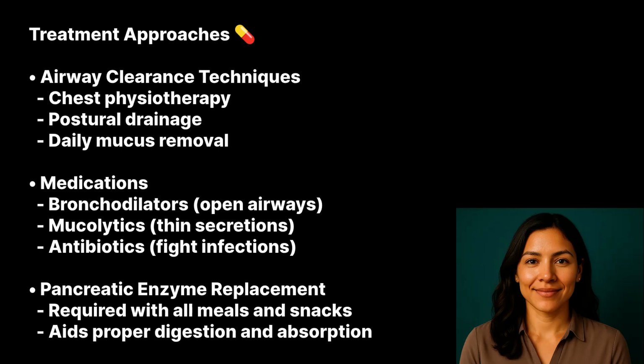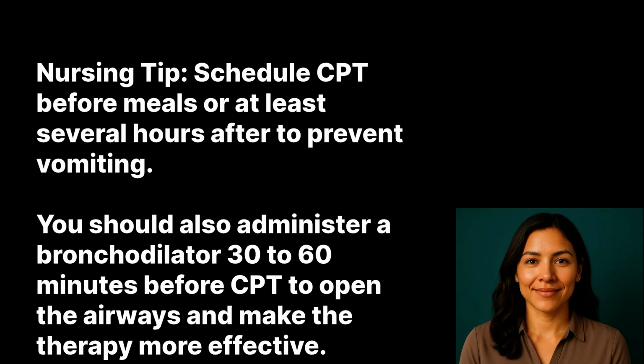Oxygen therapy: administer oxygen as ordered to treat hypoxemia. Nutritional support: encourage a high-calorie, high-protein diet and provide fat-soluble vitamin supplements, A, D, E, K, to combat malnutrition and malabsorption. Hydration: encourage the patient to increase their fluid intake to help thin respiratory secretions. Nursing tip: schedule CPT before meals or at least several hours after to prevent vomiting. You should also administer a bronchodilator 30 to 60 minutes before CPT to open the airways and make the therapy more effective.